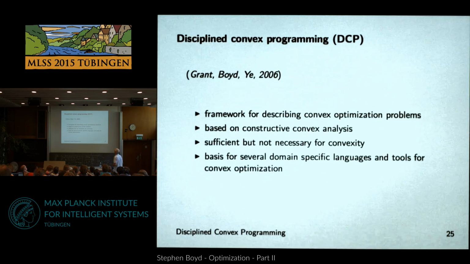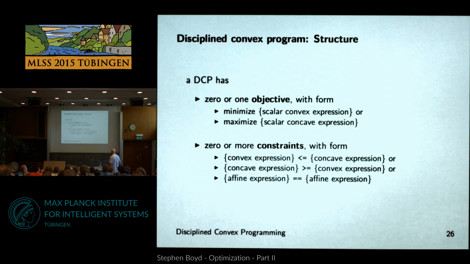Okay, so let's talk about disciplined convex programming. We've been talking about it for a while, but this is the idea. It's a way to describe convex optimization problems. It is based on constructive convex analysis, right? It's sufficient but not necessary for convexity, and it's the basis of a bunch of domain-specific languages. By the way, those trained in undergrad computer science will know what this is. Essentially, I'm about to give a formal description of a grammar, very close to Backus-Naur form. So here it is. A disciplined convex program has 0 or 1 objective, and it can have only 2 forms.